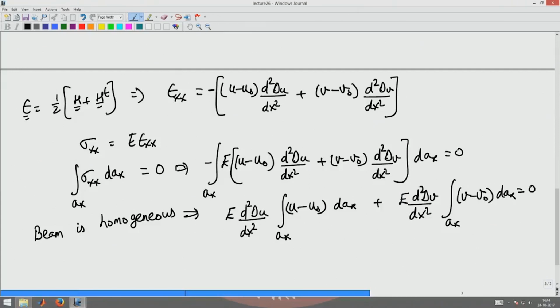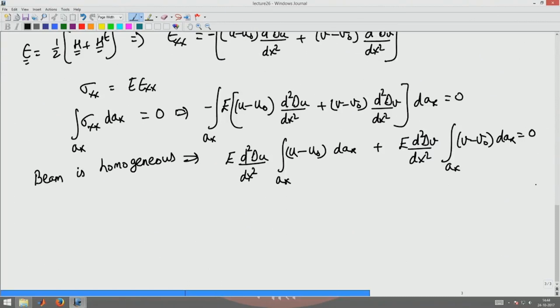Okay. Now, you have one equation, but you have two unknowns u naught and v naught, which you have to find from the one equation. The argument we give here is each of these individual terms has to be 0 for the above equation to hold, because delta u and delta v are independent. I can have delta u displacement, but no delta v displacement. I can have delta v displacement and no delta u displacement, and still this equation has to hold.